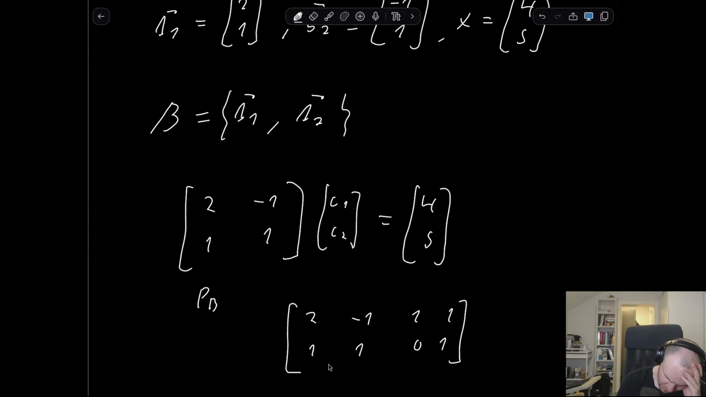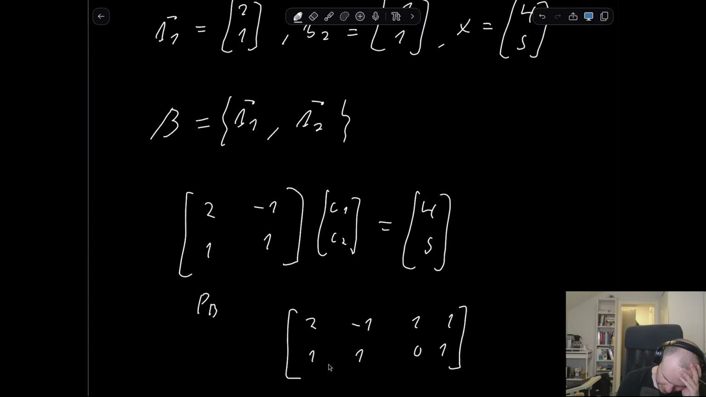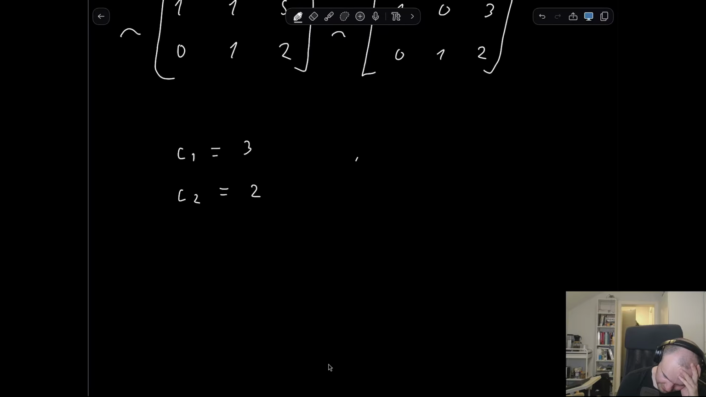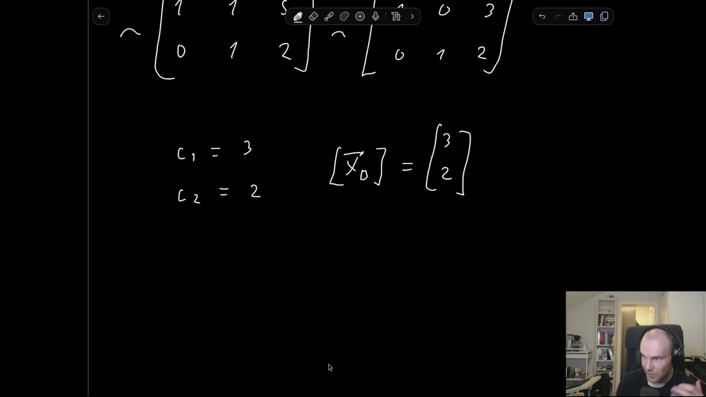So if I ran 3, I will get 3, and then of course I will get 6, minus 2, which is 4. Then I will get 3 and 2, and that's 5. So you see that's also correct. Perfect. So our xb like that is equal to 3 and 2. And that is the coordinates with respect to our basis, right?